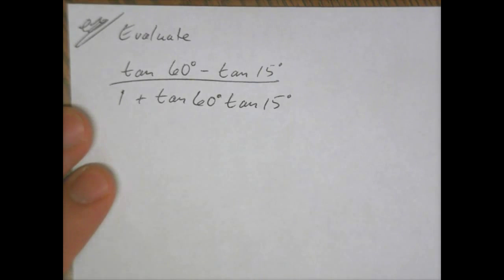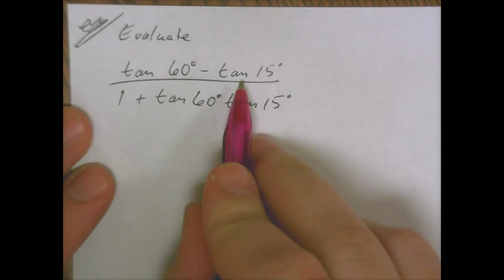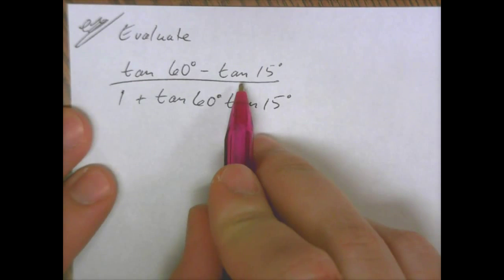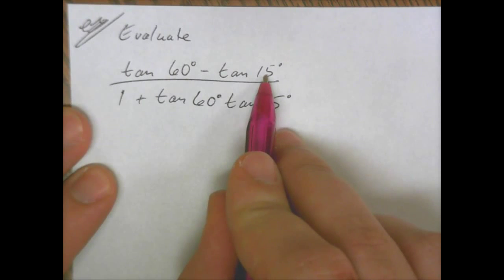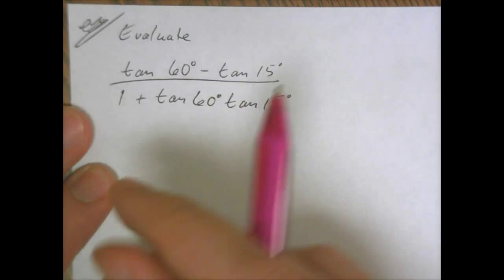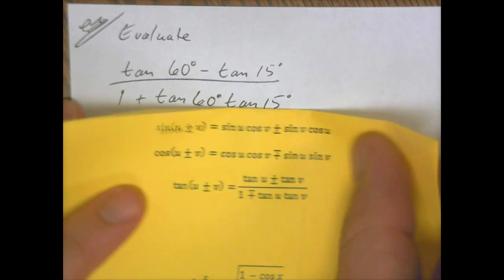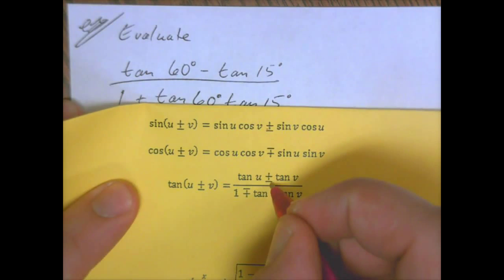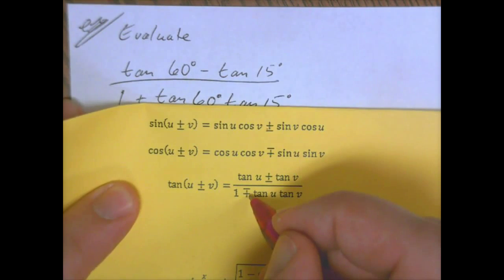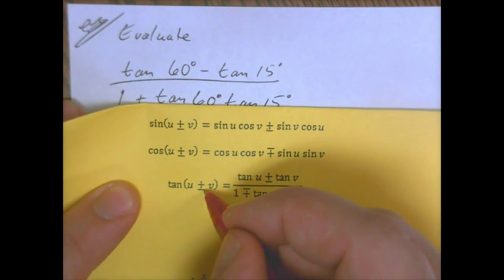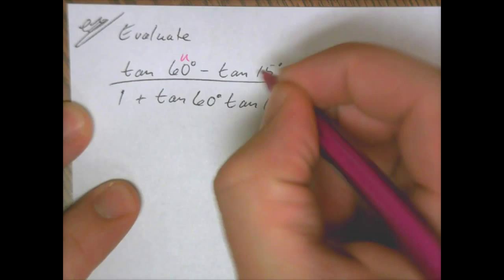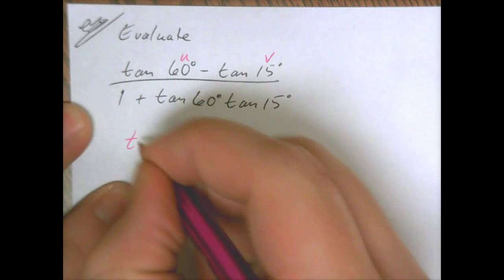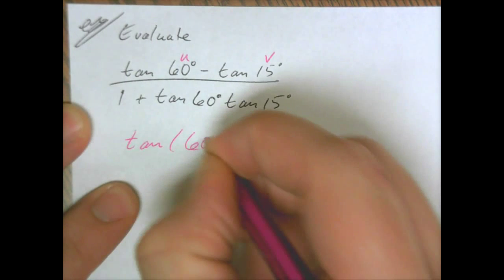Alright, kind of the same thing as the last one. I cannot evaluate tangent of 15 degrees, so I need to change this. But I noticed that 60 minus 15 is 45, and I have the minus on the bottom right there. The plus is on the bottom right there. So I will use the sign on the bottom over here, so tangent of u minus v. So if I do that, there's u, there's v. So tangent of 60 minus 15.